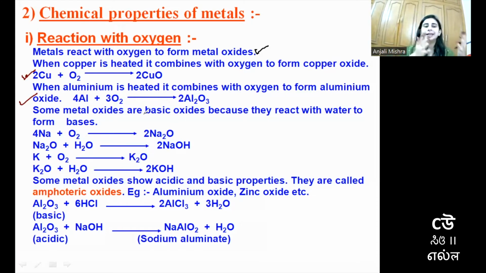Moving on to the next segment, which is about some metal oxides are basic oxides. Reason behind that is these metal oxides react with water in order to form base.